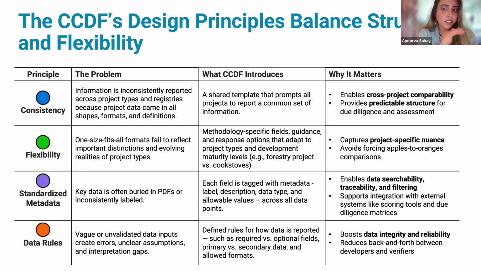The CCDF has a uniform, predictable data format so that no matter who's looking at the project or where it comes from, the information is very well structured. But we also know that carbon projects are not one-size-fits-all. Methodologies could vary, geographies matter, and projects also evolve over time as MRV and data collection tools become more sophisticated. So the CCDF is flexible by design. It adapts to different project types, to different development phases of a project, while maintaining that pretty consistent structure to make sense of all of the data coming in.